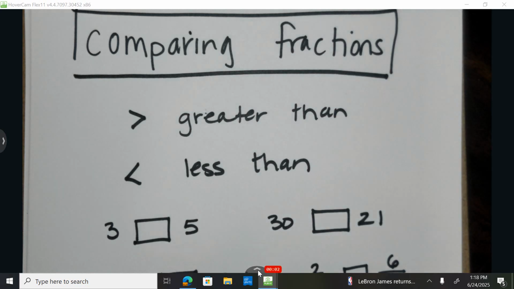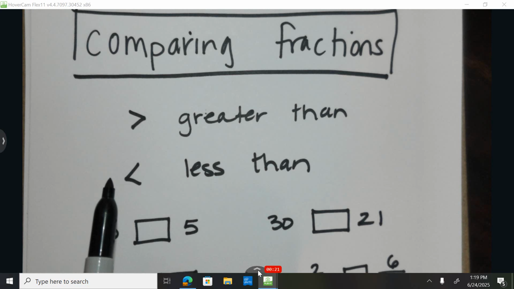In this video, we're going to take the concepts and skills you learned in the two previous lessons, which was reducing fractions using the greatest common factor, and we're going to apply it to how do we compare fractions. First, we're going to revisit two common symbols in math.